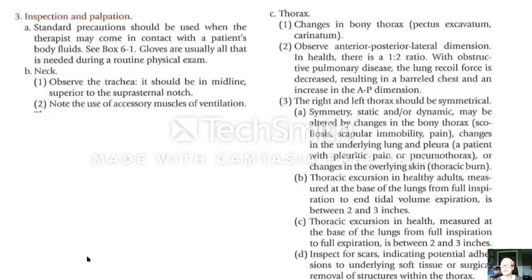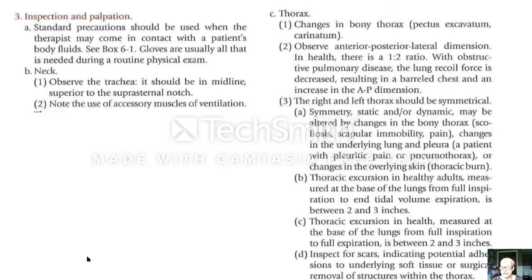The right and left thorax should be symmetrical. Symmetry, static and/or dynamic, may be altered by changes in the bony thorax, scoliosis, scapular immobility, and pain. Changes in the underlying lung and pleura, such as a patient with pleuritic pain or pneumothorax, or changes in the overlying skin, such as a thoracic burn.